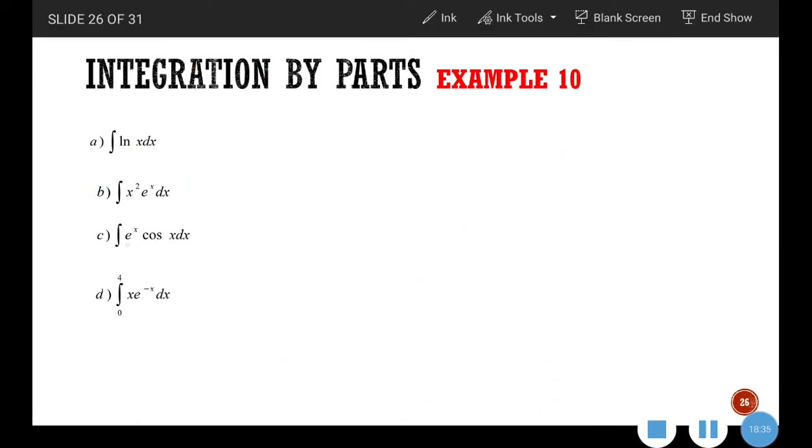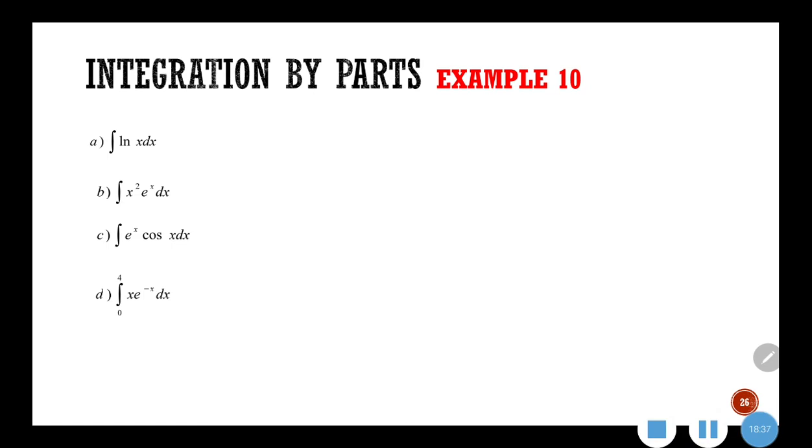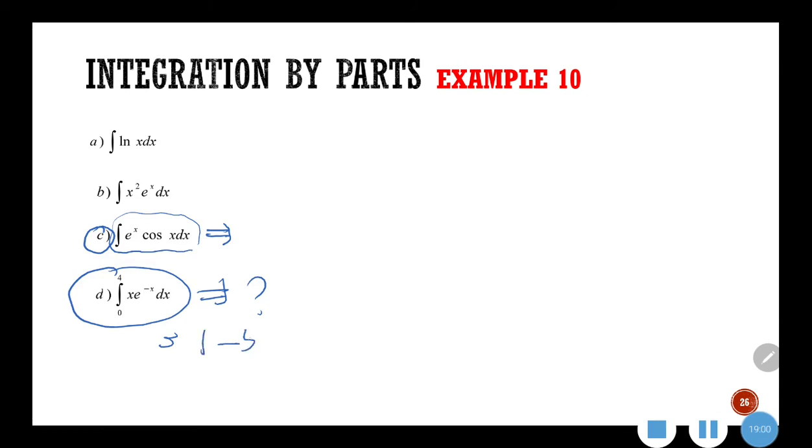Okay, untuk C I think I'll keep it, untuk C ni saya akan save untuk our synchronous lecture on Wednesday. Okay, sebab dia punya teknik ni special sikit. Untuk D, I want you to solve. Tapi, I provide you with the final answer for D. For D, final answer dia is 1 minus 5e to the power of negative 4.